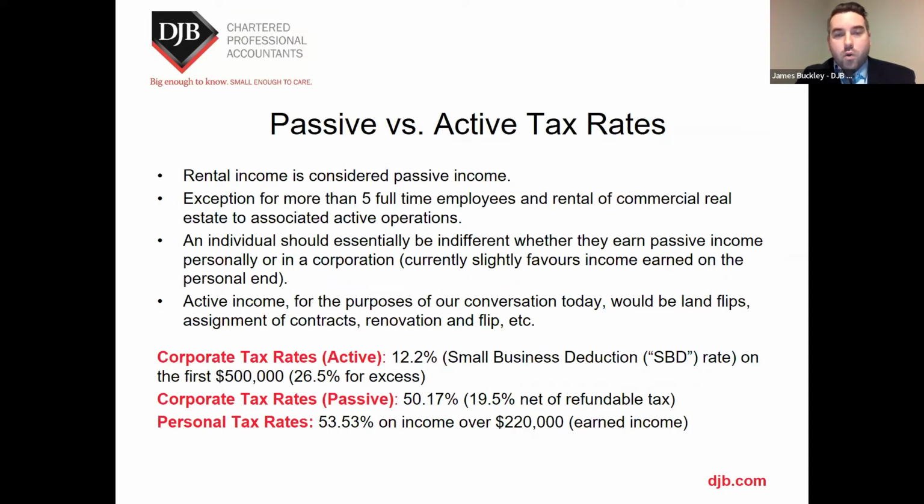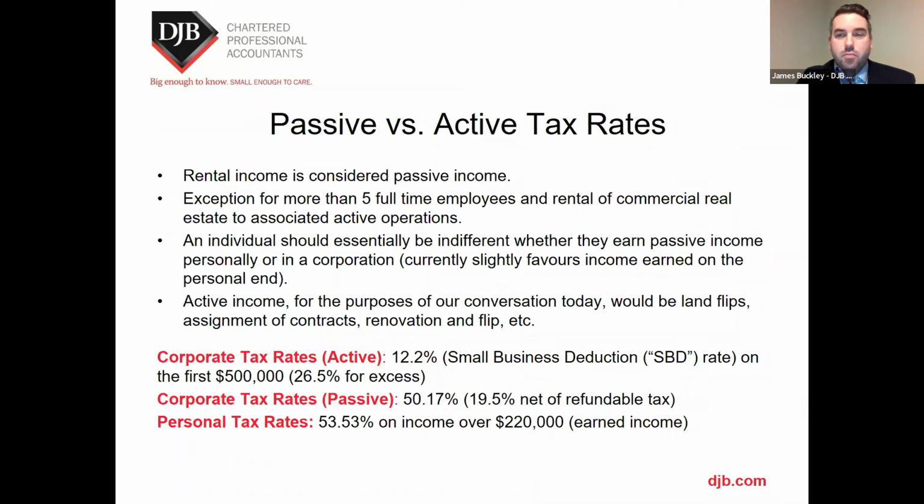Well, at a corporate level, active income gets this favored 12.2% on the first $500,000 of income, and then 26.5% on any dollar over $500,000 of income. However, passive income at the corporate level doesn't get that same benefit. And so it's taxed at 50.17%, subject to this concept of refundable tax, which is really outside of the scope of this conversation.